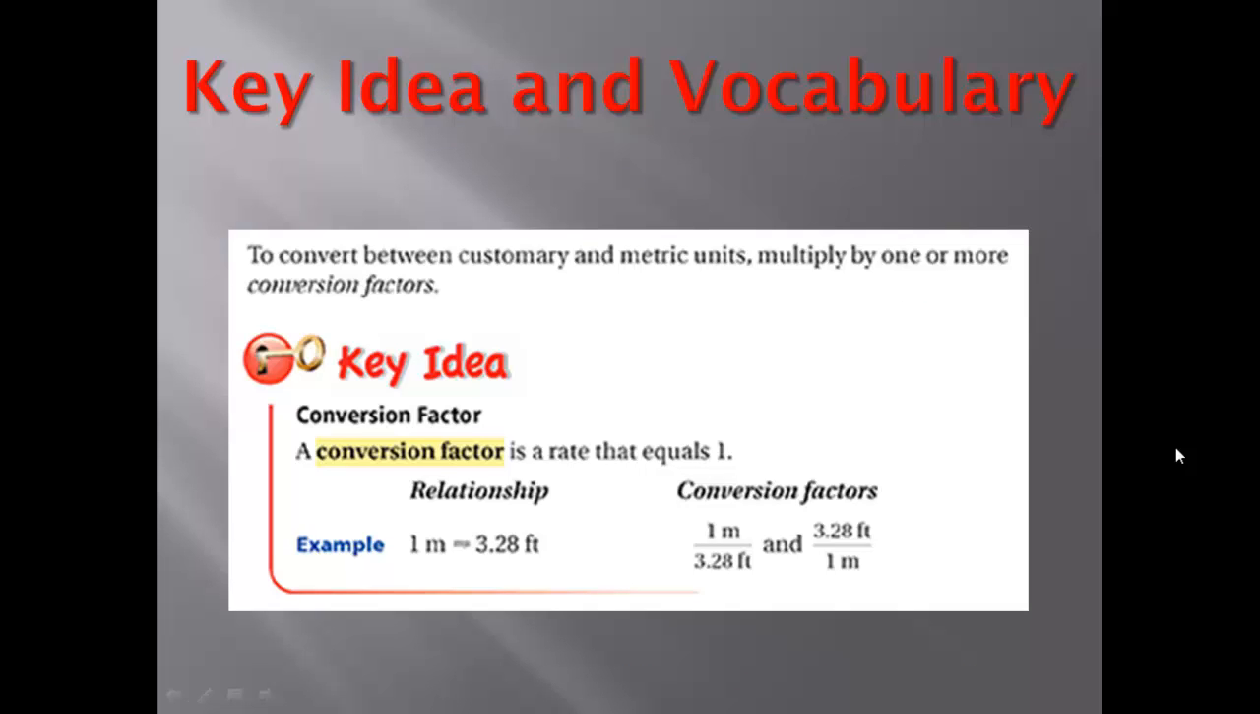First, we're going to look at our key idea and vocabulary. To convert between customary and metric units, multiply by one or more conversion factors. A conversion factor is a rate that equals 1. An example of a conversion factor would be 1 meter is approximately 3.28 feet.